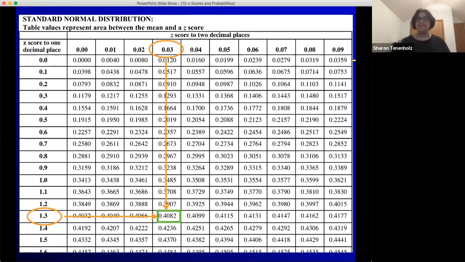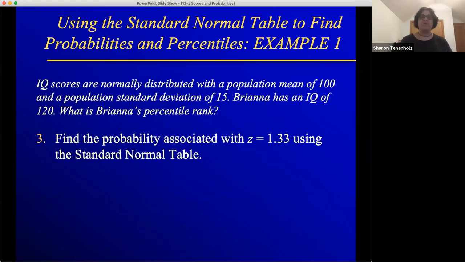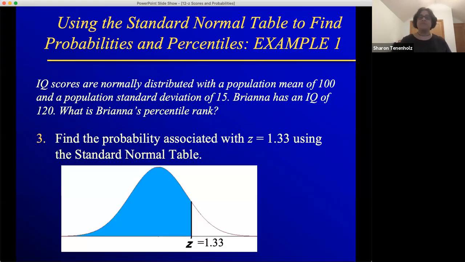Now, to utilize this number, you need to understand what it's telling you. As it says at the top, the table values represent the area or the probability of falling between the mean and the z-score that you've looked up. So let's put this back onto the little diagram in our notes. So what this number is telling us, this 0.4082. So here is a z of 1.33.